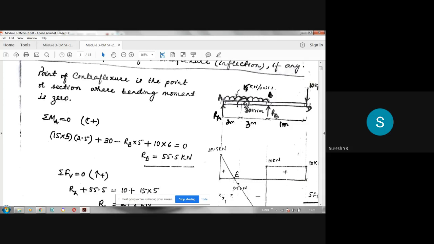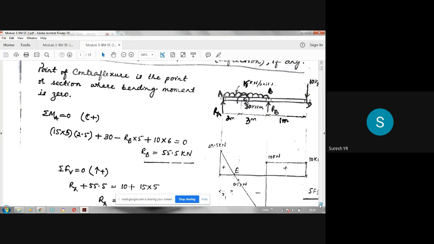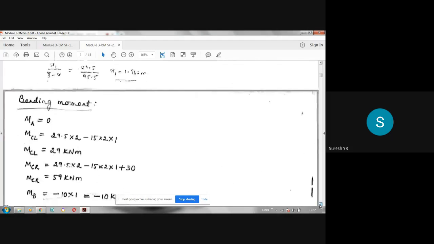So just to the right of C, the value of bending moment will be 29.5 into 2 minus 15 into 2 into 1 plus 30. You just have to add that value because it is a moment. You should not multiply by the distance. See here, that's what has been done. It is written as MCR, which means the bending moment just to the right of point C. This is bending moment just to the left of point C, and this is bending moment just to the right of point C. You can observe the difference between these two is 30. This is 29, this is 59. So the difference is 30, which is nothing but that external couple given.